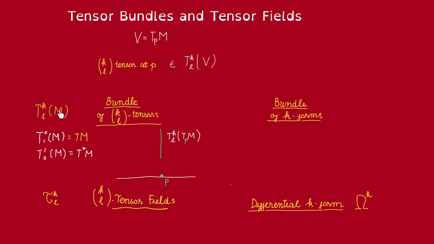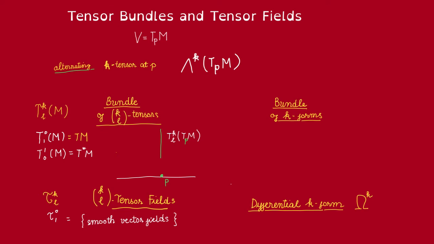Now a section of this bundle is called a KL tensor field. Actually, I lied. Not just any section, but it has to be a smooth section. And we denote the space of KL tensor fields by this curly T. Now what's the space of 01 tensor fields? Those are smooth sections of the tangent bundle, and they have a special name which you might have heard. These are the smooth vector fields.